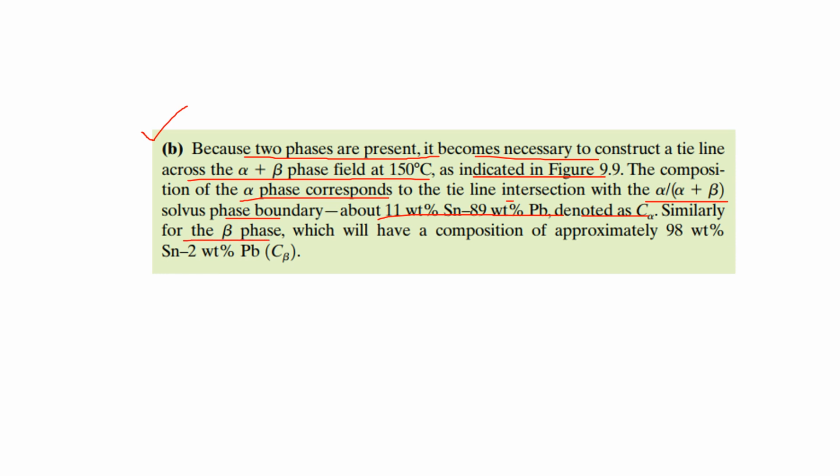Similarly, the beta phase will have a composition of approximately 98% weight tin, 2% weight lead, C beta. So the answer for C beta is 98% weight tin, 2% weight lead. The answer for C alpha is 11% weight tin, 89% weight lead. This is the required answer.